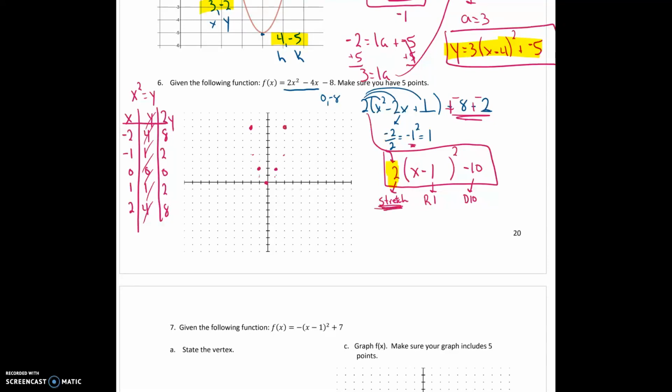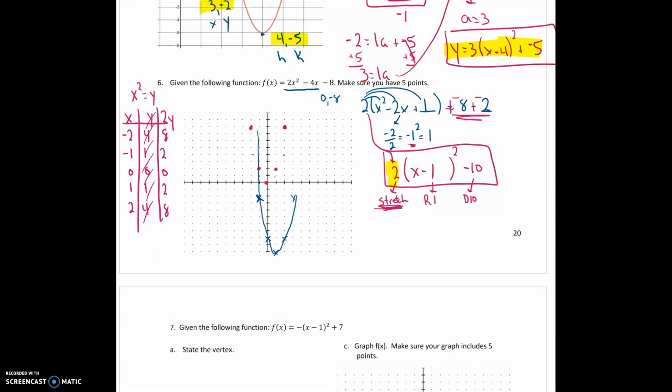I've applied the stretch. So now what I'm going to do is take these points and move them all right 1 and down 10. So you can't see me counting, but they're all going right 1, down 10. I'm going to mark a different color. Right 1, down 10. And they're all just going right 1, down 10. And once I do that, I've got my U.